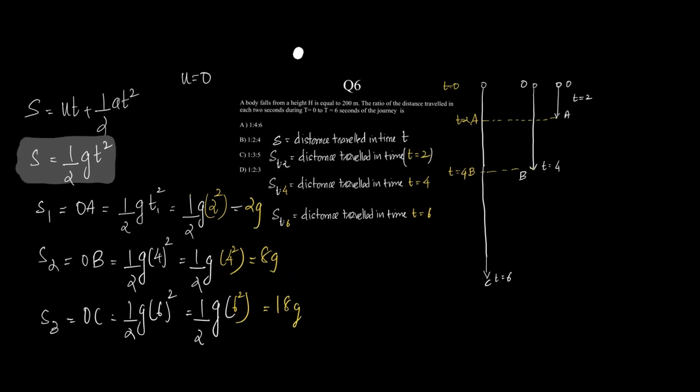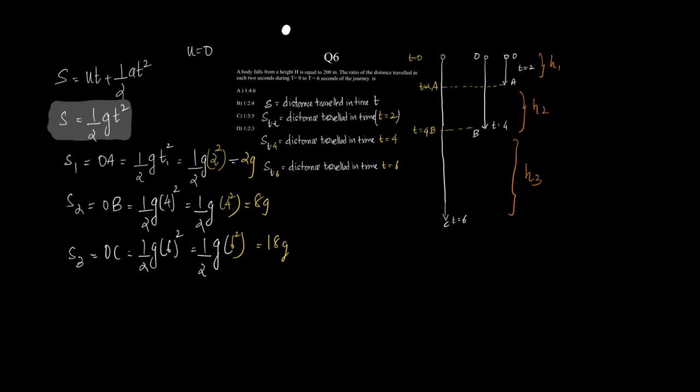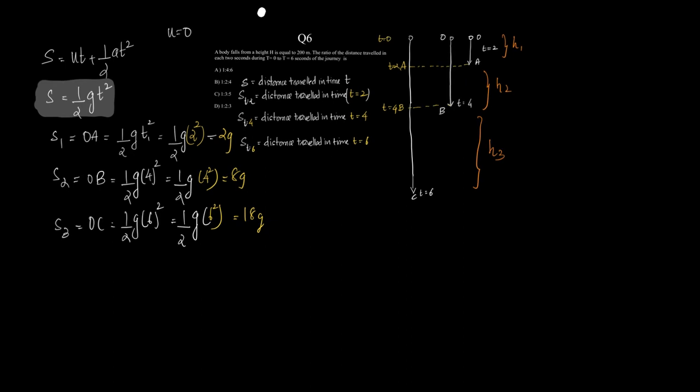Now let's see. Let me now introduce distance traveled OA as H1 for ease of calculation, AB as H2, and BC as H3. Now, if OA is equal to 2G, what does that imply? It implies that H1 is equal to 2G, right?